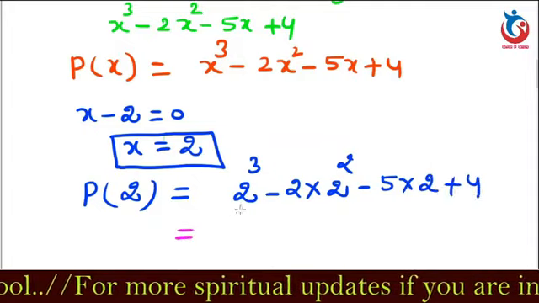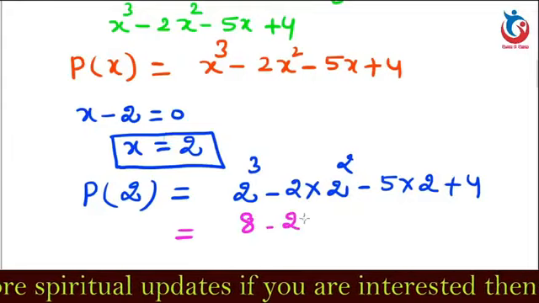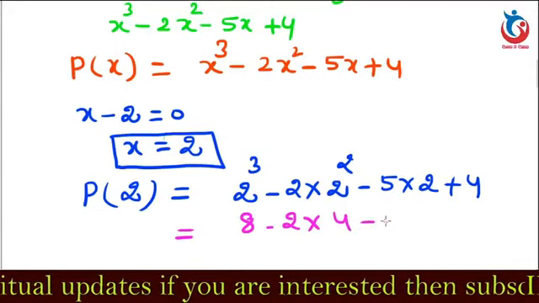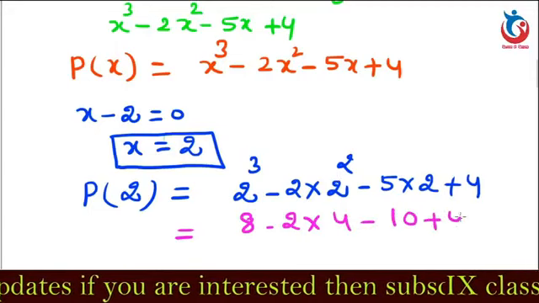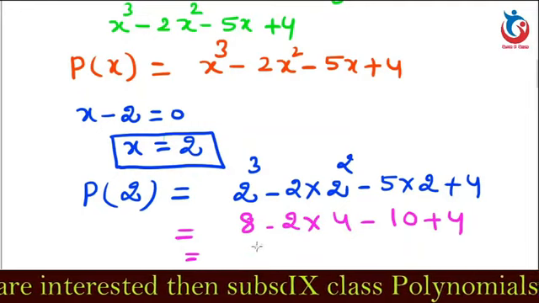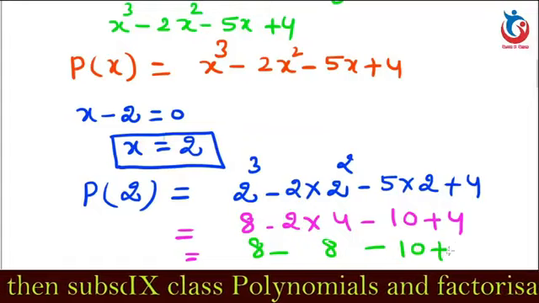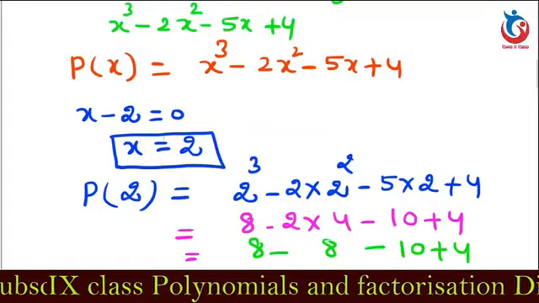So simplification: 2 cube means 2 into 2 into 2, which is 8, minus 2 into 2 square, 2 into 4, 8, minus 5 into 2, 10, plus 4. So 8 minus 8, minus 10 plus 4. I will simplify all these together.